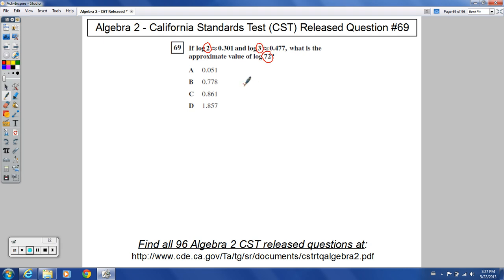Alright, so let's try to write this out in that kind of way, where we're going to break this down or split this up. So log of 72 is going to be the same thing as log of, let's think of it as 8 times 9. And I can write that as 2 cubed times 3 squared. 8 is just 2 cubed, 9 is just 3 squared. So I haven't changed what the number equals, I've just changed the way it looks. So 72 is the same thing as 2 cubed times 3 squared.